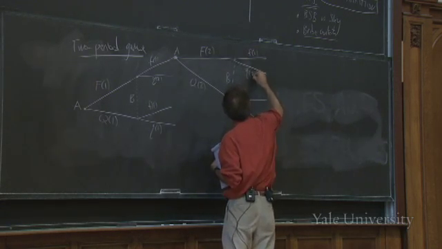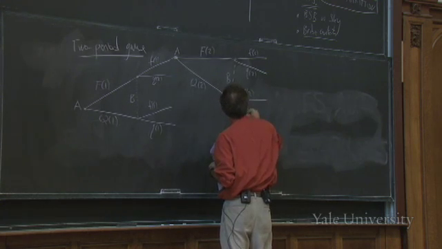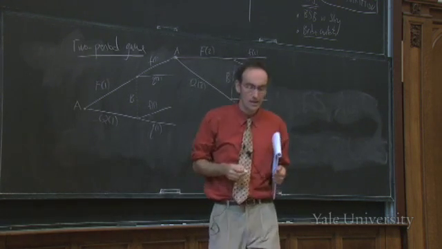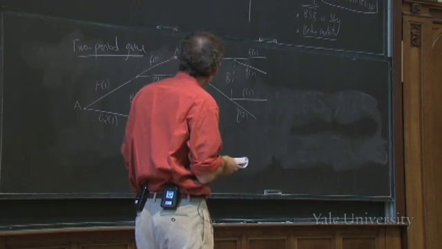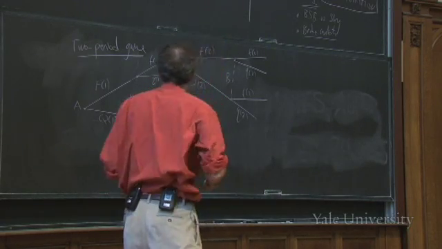And I'll put 2s to indicate that we're in the second stage. All right? So that's the structure of this 2-period game. Okay? And let's write down what the payoffs are, starting with the easy payoffs.